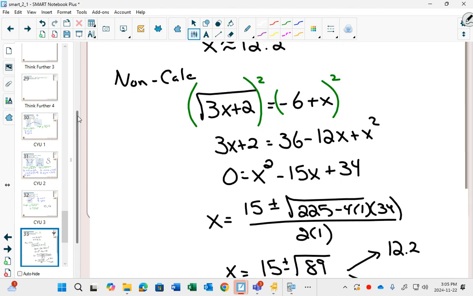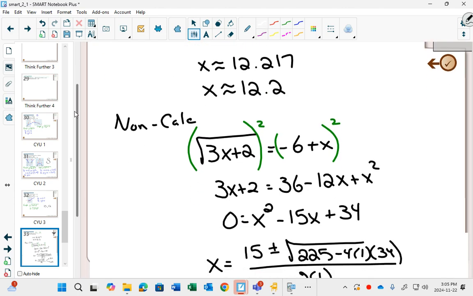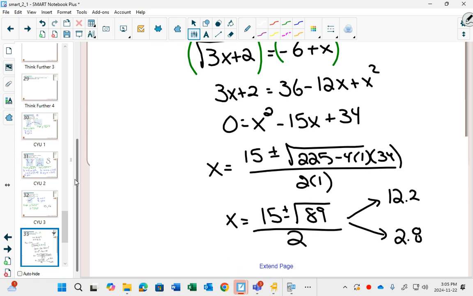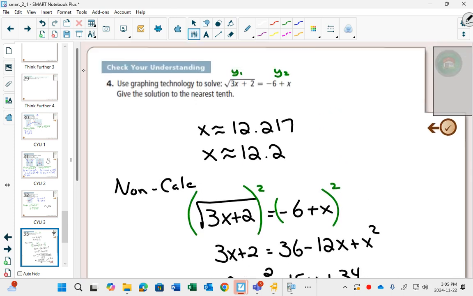Our calculator method only got us the 12.2. Are we smarter than our calculator? Not this time. Sometimes we are, but not this time. This is actually an extraneous root. Because if you were to plug it back into the original equation, putting in 2.8 for x would keep this side as a negative 3.2. But square rooting anything is always positive.